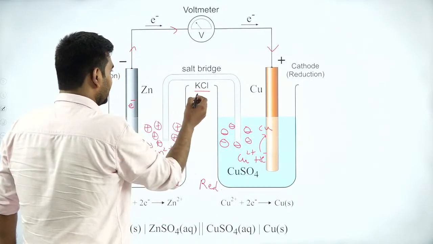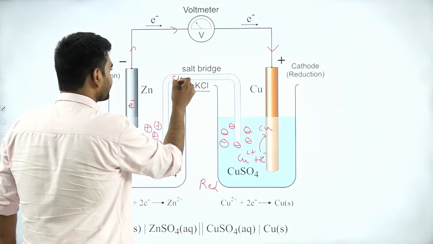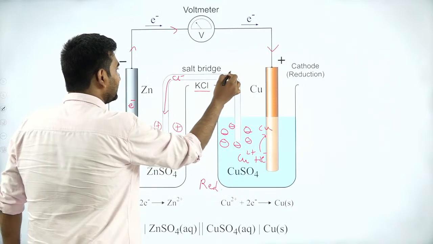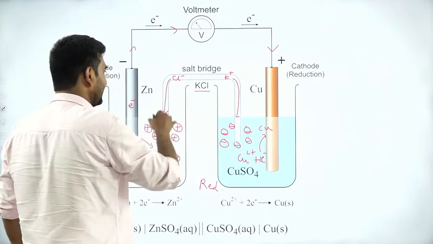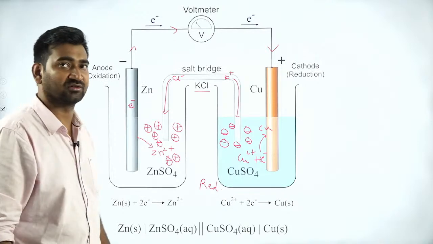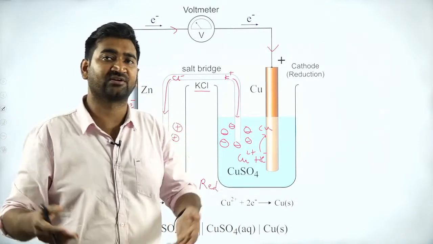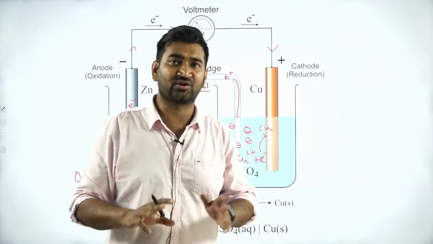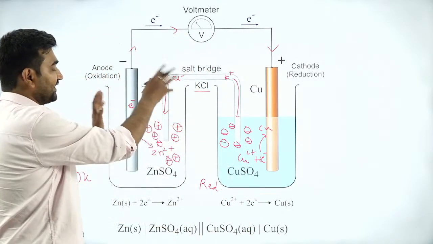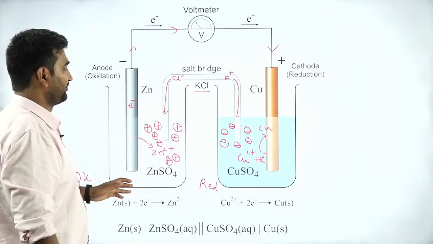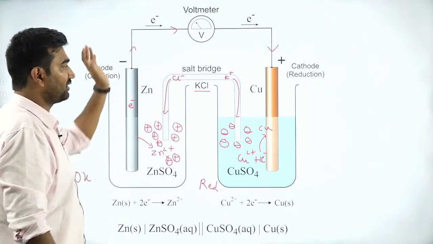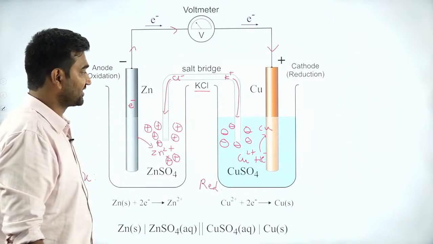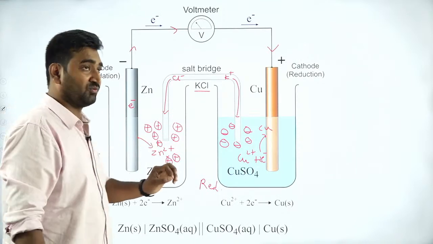How will it protect? The Cl- from here will move this side, and the K+ from here will move this side, and they will balance the ions. They will not allow the accumulation of more ions, so that the potential will not be generated. If the potential is not generated, then obviously this is simplified, and our cell will simply keep on working this way, because there is no reverse potential like junction potential. So salt bridge, very, very important.